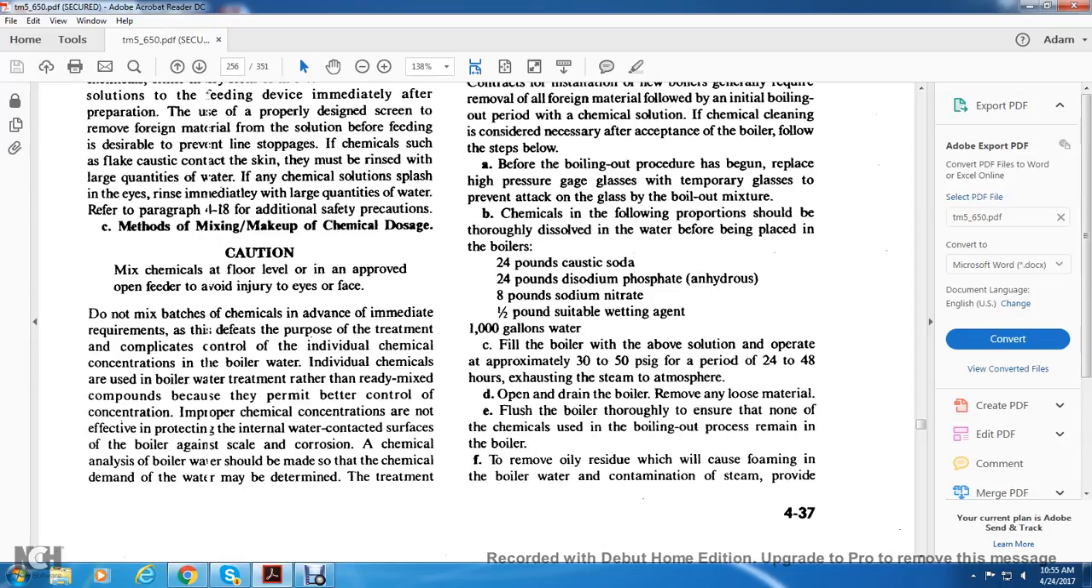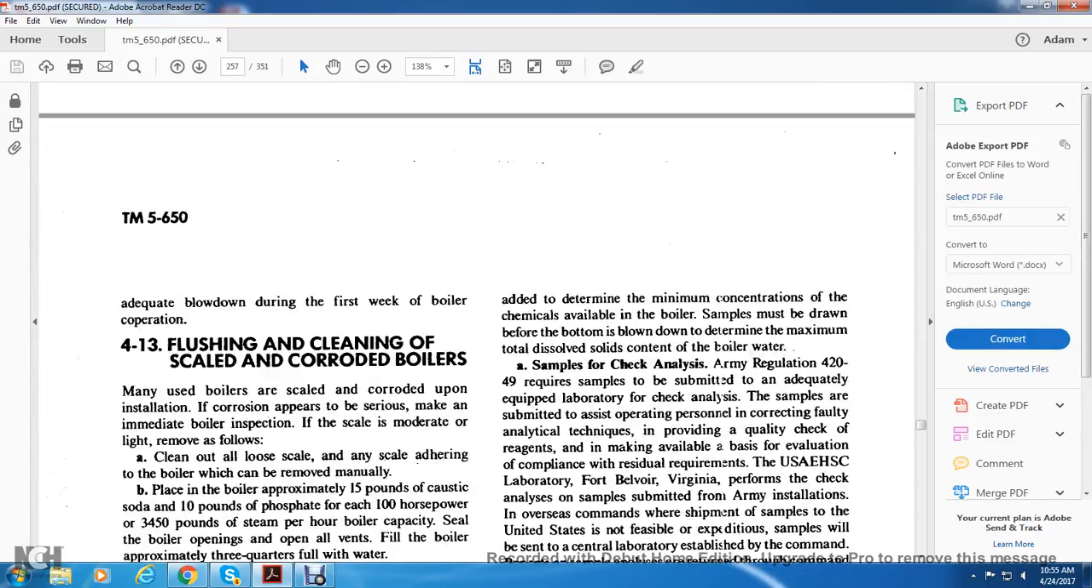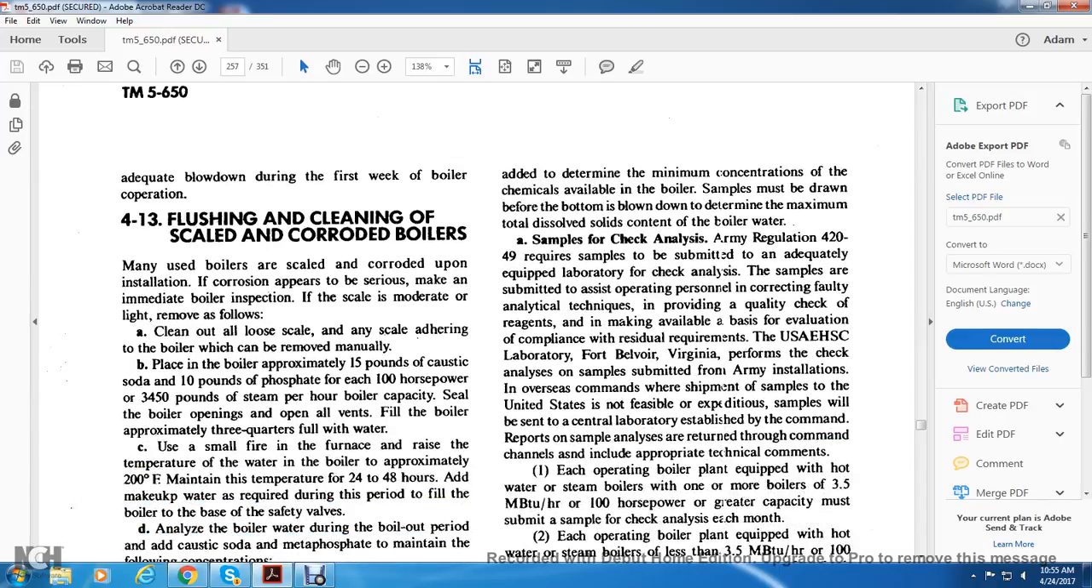to 48 hours, exhausting the steam to atmosphere. Open the drain on the boiler and remove any loose material. Flush the boiler with water to ensure none of the chemicals used in the boil-out process remain in the boiler. Remove oil, as residual oil will cause foaming in the boiler and water contamination of the steam. Provide adequate blowdown during the first week of boiler operation.